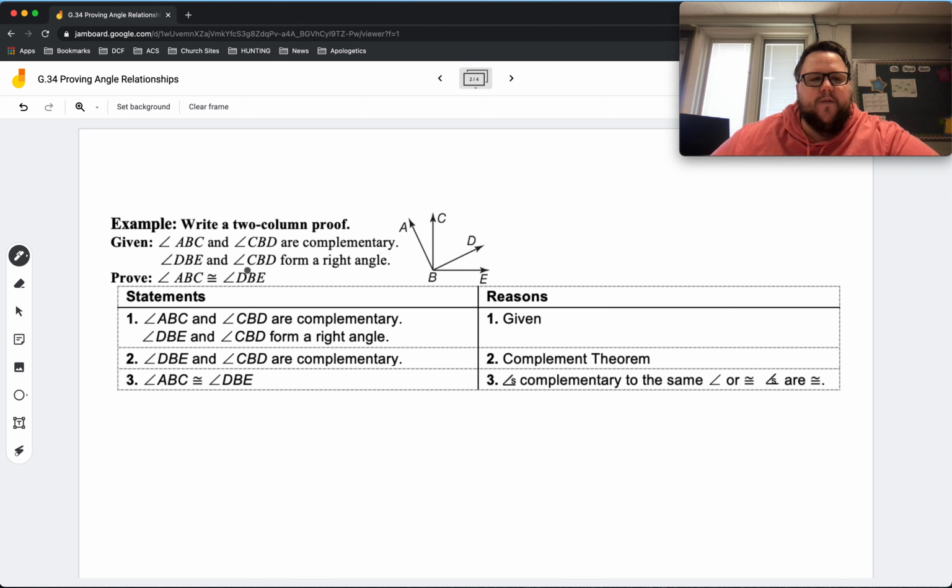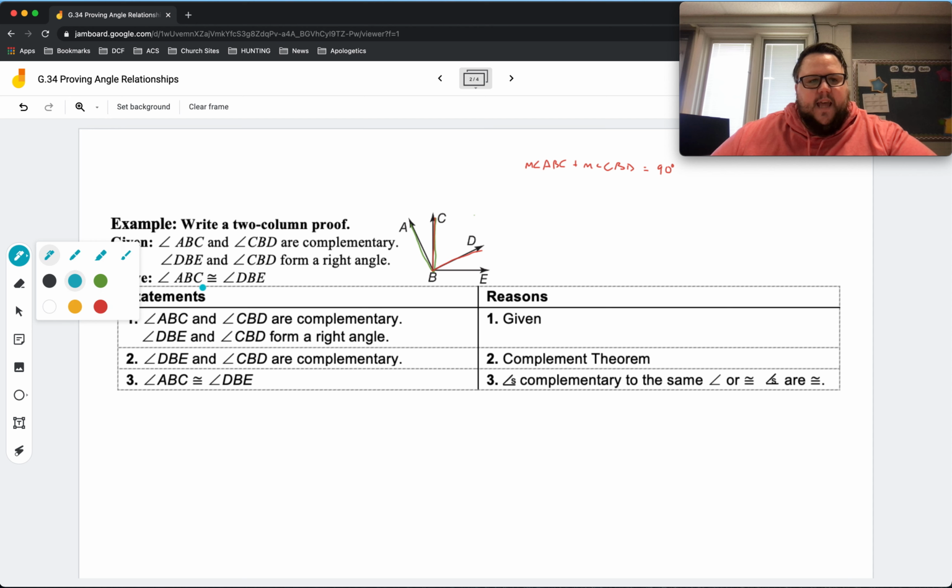Write a two-column proof. If angle ABC, so I'm going to highlight this as we go, angle ABC and CBD are complementary. So that would mean angle ABC, so I'm going to write down what that's telling me. Measure of angle ABC plus measure of angle CBD. If they're complementary, they have to equal 90 degrees. So I'm writing down, kind of collecting my thoughts as we go.